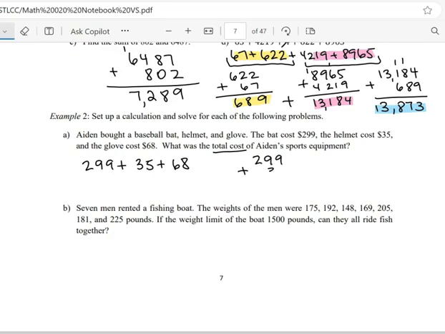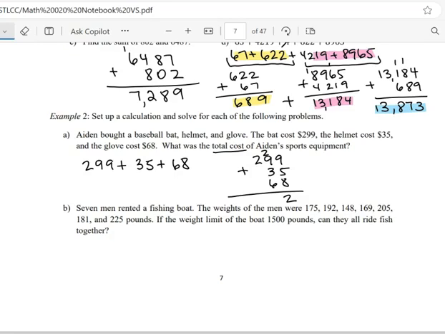299, 35, 68. Okay, so 9 plus 5 is 14. 14 plus 8 is 22. So 2 up, 2 down. This is the reason why I don't like adding more than 2 numbers, because it's just a lot of addition.